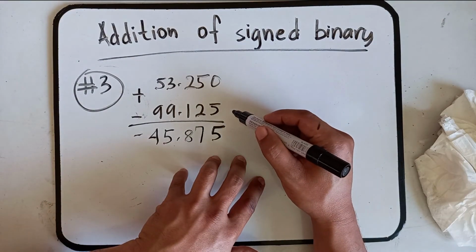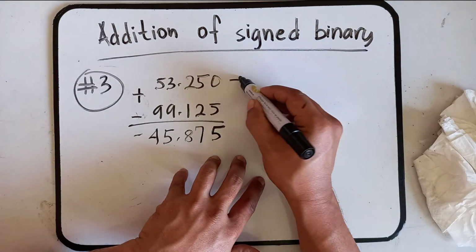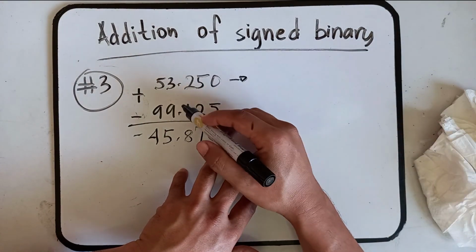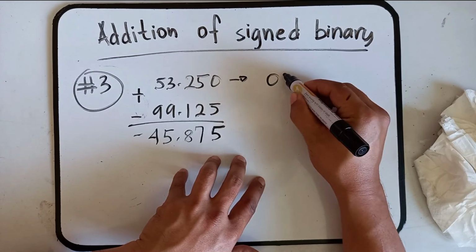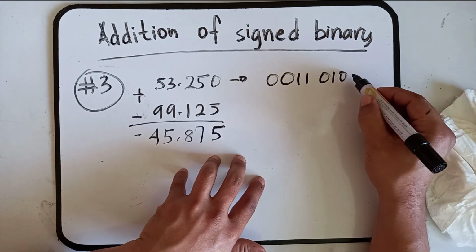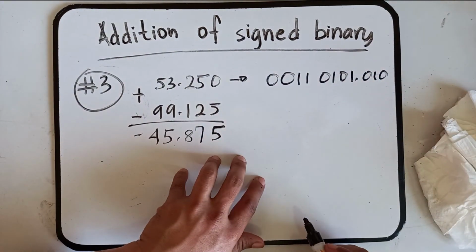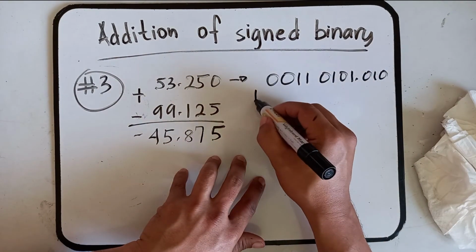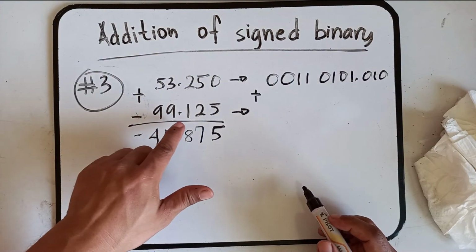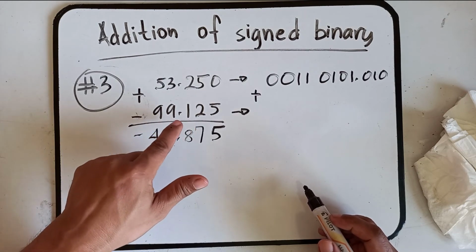So now what we will do is to take the binary form of each decimal given here. So let's start with this. So we know that this is a positive. So the positive form of this is 0, 0, 1, 1, 0, 1, 0, 1.010. And then we have to add this to this negative given. So how can we identify the negative binary form of this negative decimal?